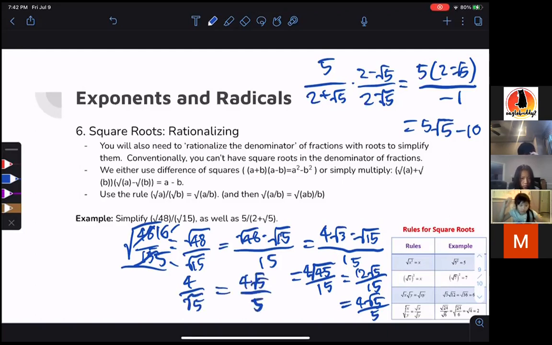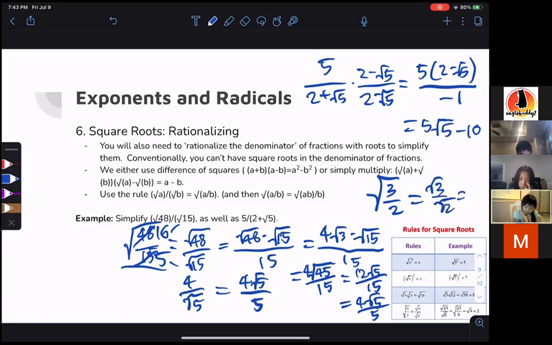Although yeah, sometimes it's really not that helpful or not the best idea to do it like that. Sometimes you don't want to, if you have root 3 halves, then you can rationalize it more since it's root 3 over root 2.